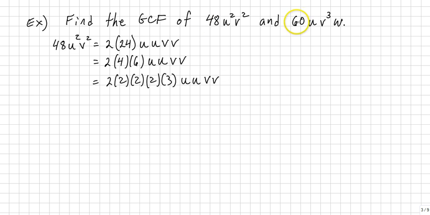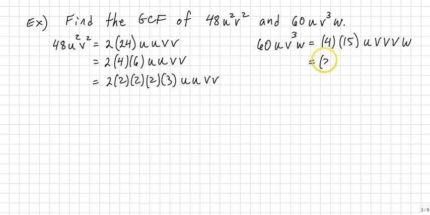Well, now let's do 60 u v cubed w. So if you have 60 u v cubed w, 60 you could break down however you want. It would be 4 times 15. And then we have 1 u, but we have 3 v's and a w. And then 4 is 2 times 2. 15 is 3 times 5. And then we have u, v, v, v, and then a w.